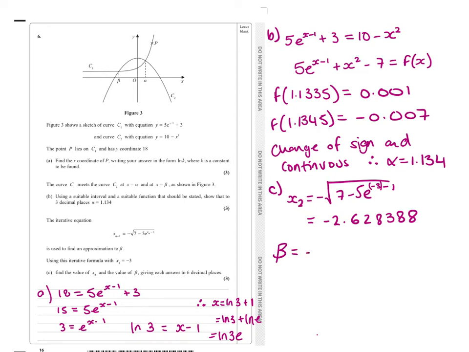So my beta is minus 2.620330292, which is just going to be 0 to 6 decimal places. So nice and easy, 9-mark question.